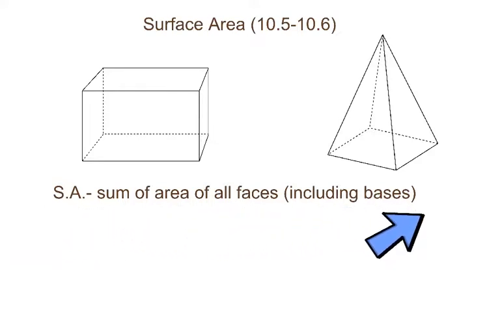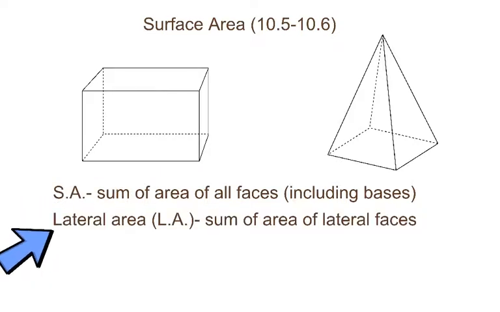faces, including the bases. So imagine if this rectangular prism represents a room, and we wanted to find out how much paint we needed. We'd have to paint this side, this side, this side, this side, and then the ceiling maybe, but not the floor. So we would find the area of all of the faces, including the two bases, but we probably wouldn't want to paint the floor.